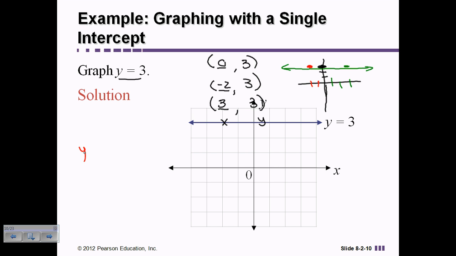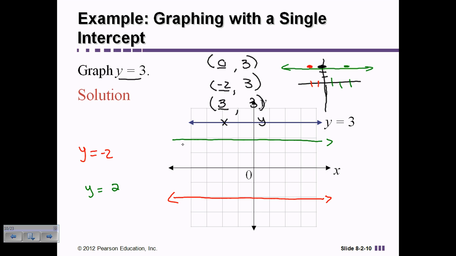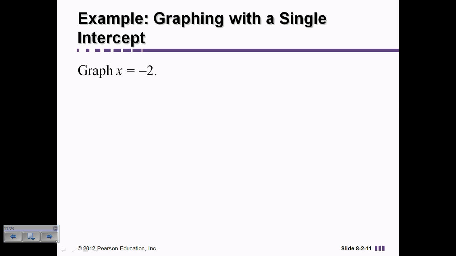So if I had the equation y equals negative 2, my answer would be this line down here at y equals negative 2. If I said y equals 2, then my line would be right here at y equals 2. So this is the graph of y equals 2. This is the graph of y equals negative 2. So if a y problem is horizontal, then hopefully you can keep in mind that an x problem is vertical.